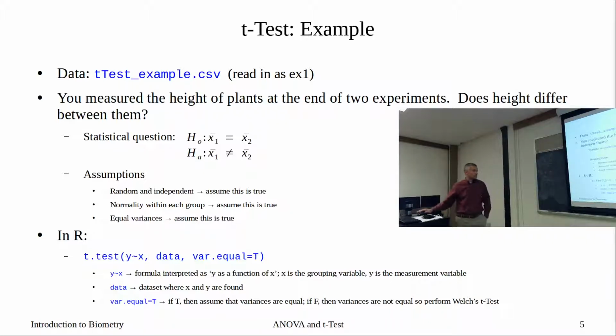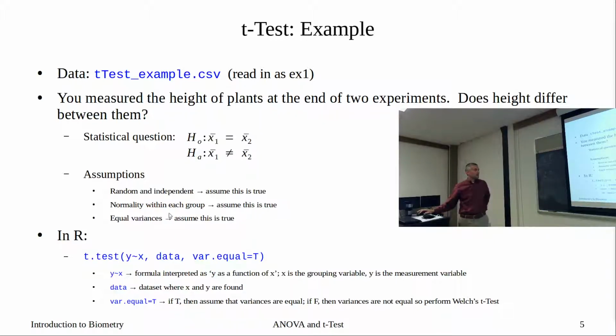What are our assumptions? Data are random and independent. We'll assume that's true. Our data are normally distributed within each group. This means that for test A, all of the heights are normally distributed. For test B, all of the heights are normally distributed. That's what that assumption means. It's not that all of the heights are normally distributed. It's normally distributed within each of our groups. We're going to assume that's true.